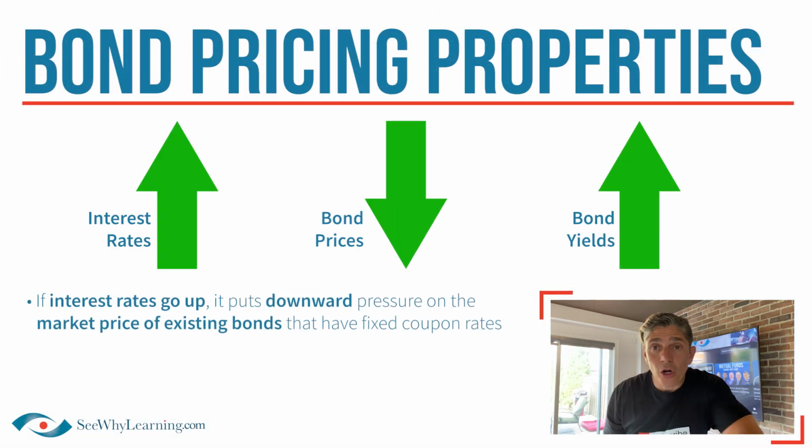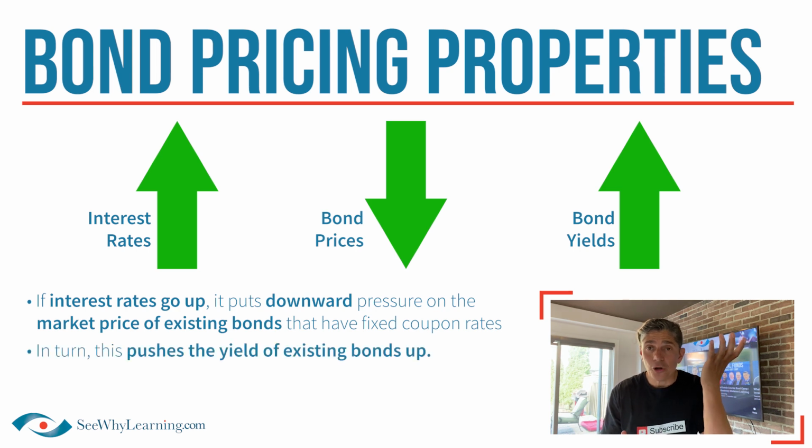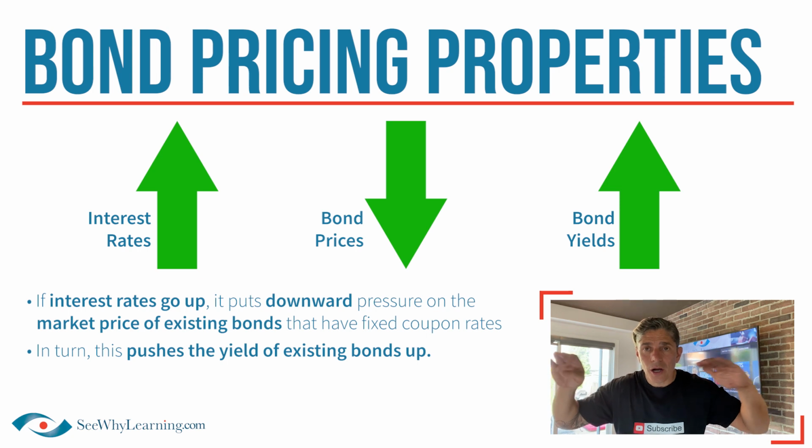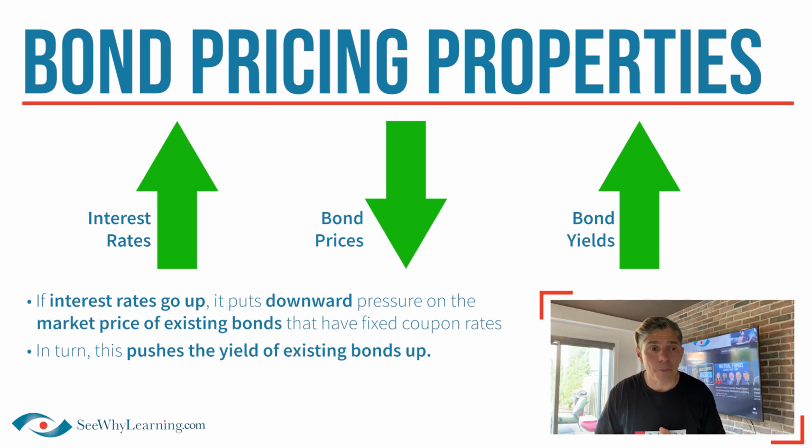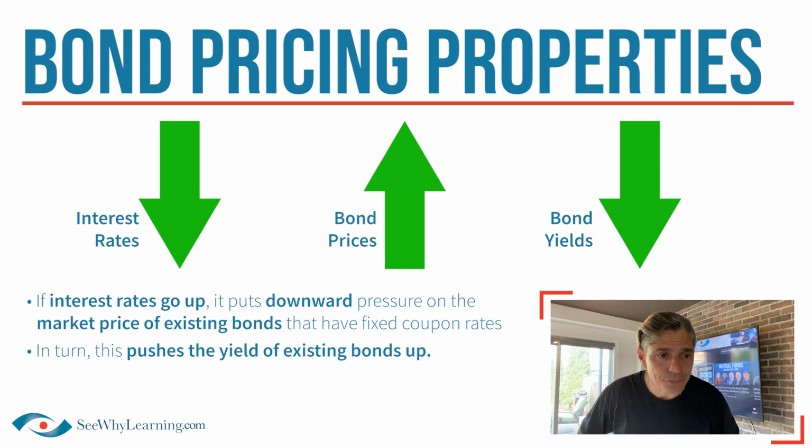If interest rates were to go up, that would put downward pressure on the market price of existing bonds that have fixed coupon rates. And in turn, that'll push the yield of that bond up so that these bonds are equally attractive in the marketplace. So that's the relationship. If interest rates go up, bond prices go down and bond yields go up. And the reverse is also true.